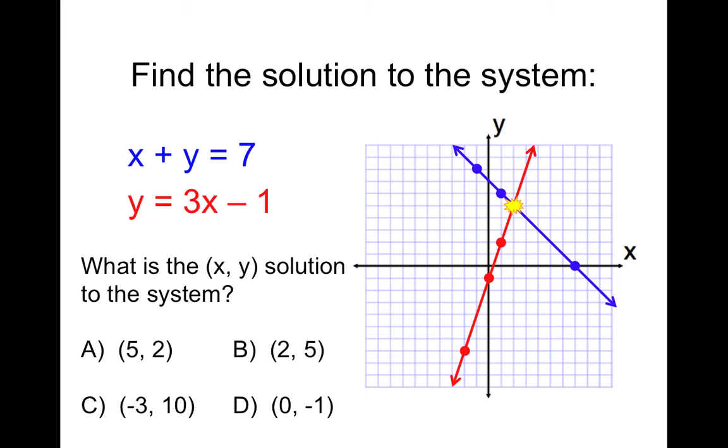Can you now easily see what is the solution to this system? Make the best choice. The solution to the system is where the lines intersect. That's the point that makes both of the equations true at the same time, when x is 2 and y is 5. 2 plus 5 equals 7. Also, 5 equals 3 times 2 minus 1.